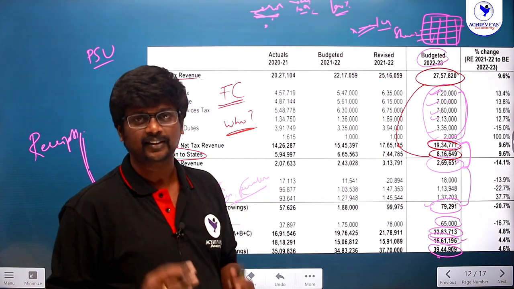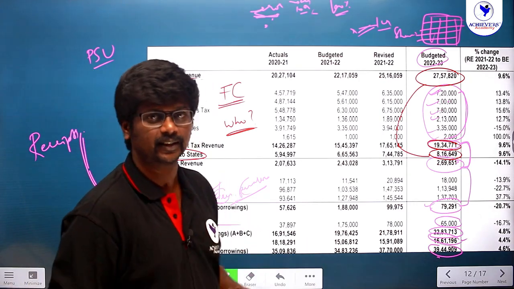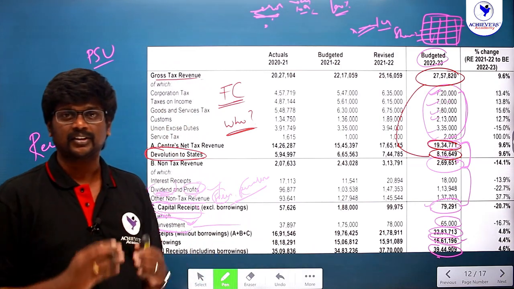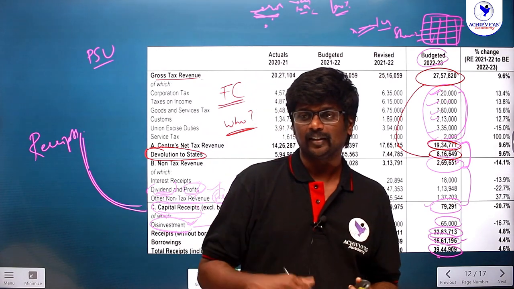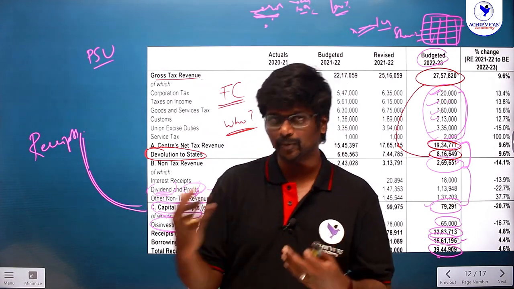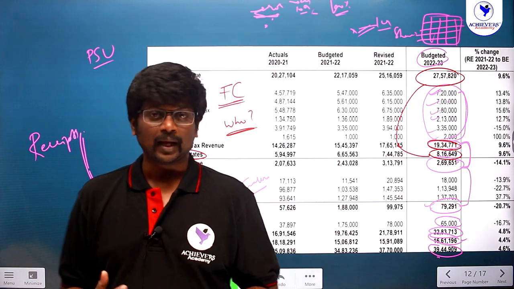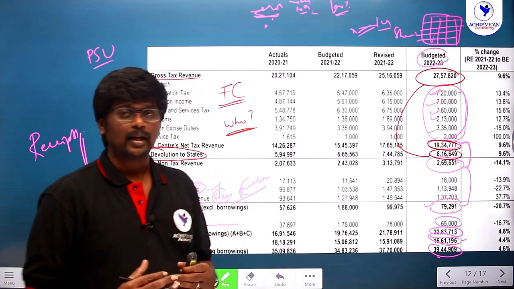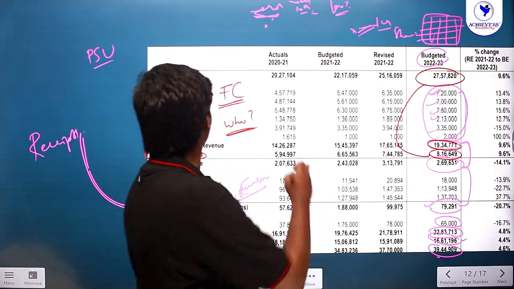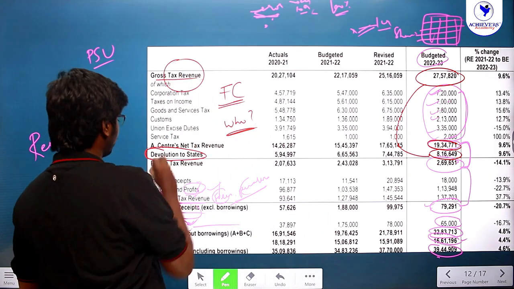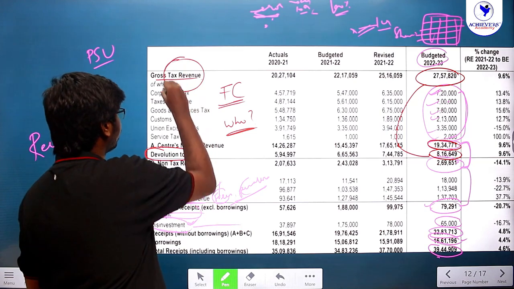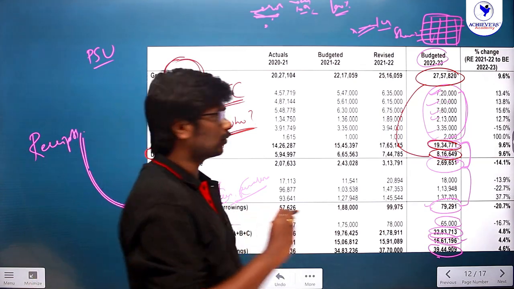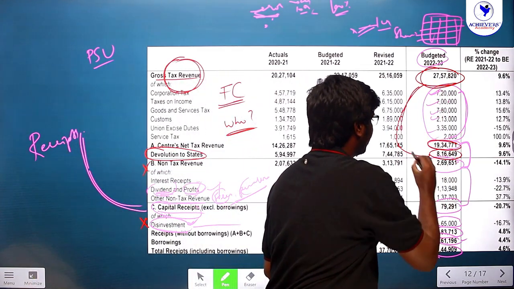What are its functions? The Finance Commission will visit each state, understand the problems of each state, and then decide how much money of tax revenue alone, not non-tax or capital receipts, only tax revenue, of the total amount should be given to states on the whole.